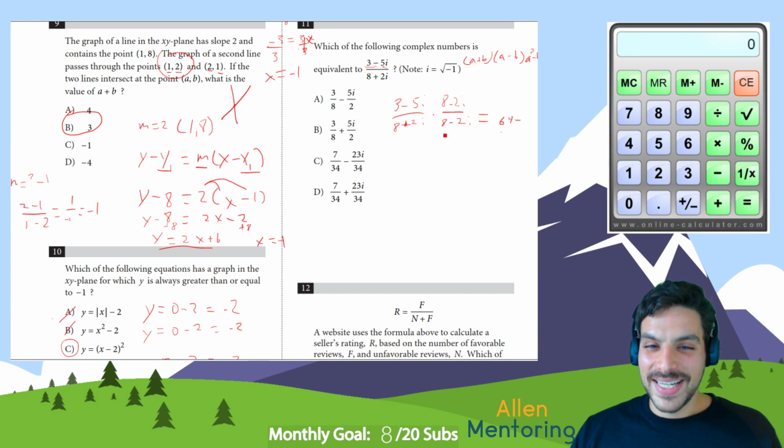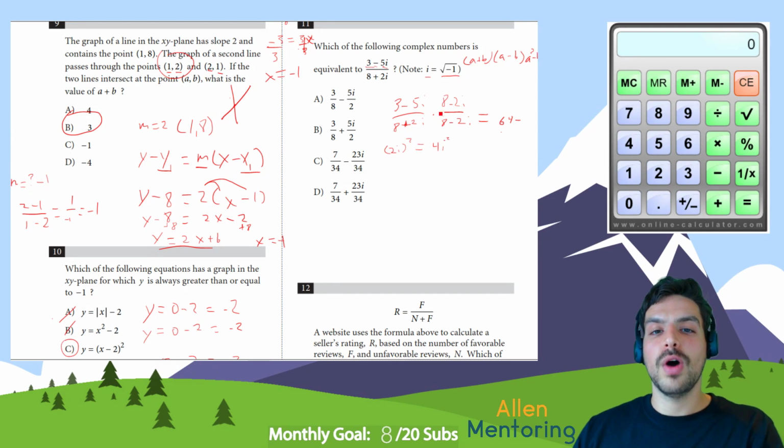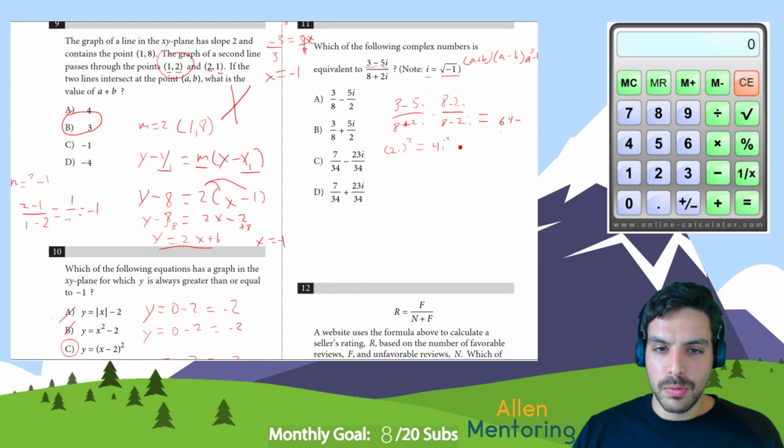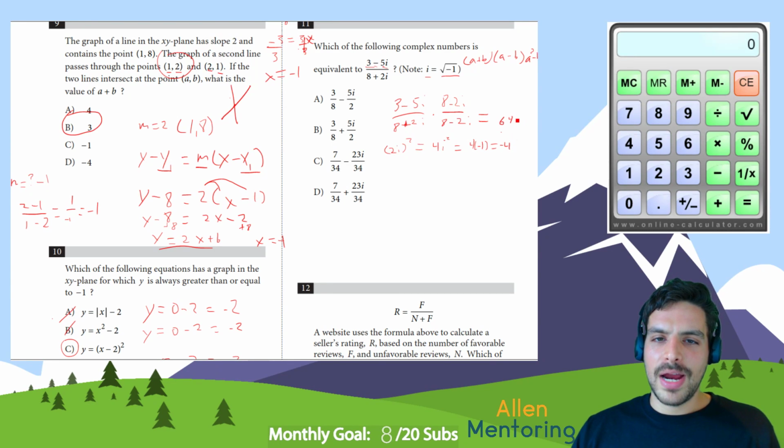64 minus 2i squared. Whoa, 2i squared. What is 2i squared? Well, that's going to be equal to 4 times i squared. And what is i squared equal to? Well, if i is equal to the square root of -1, i squared must be equal to -1, right? It's the square root of -1 times itself. So this is going to be equal to 4 times -1, which is -4. Okay, so in our case, it's going to be 64 minus -4. That's going to be our denominator.